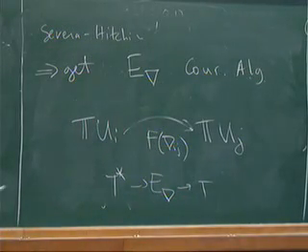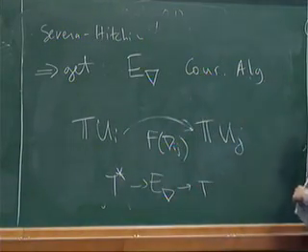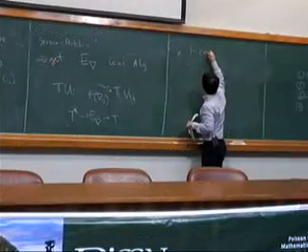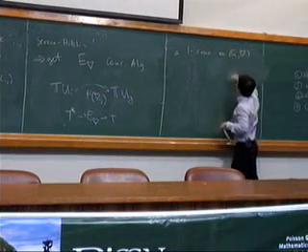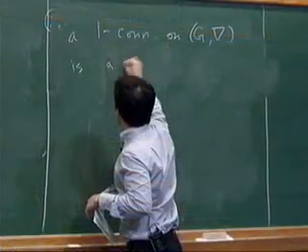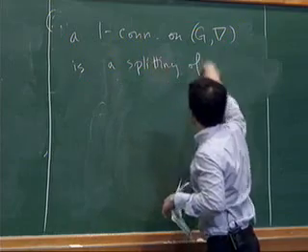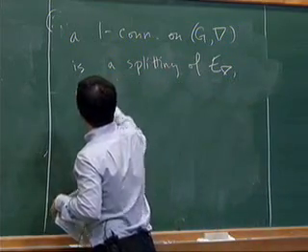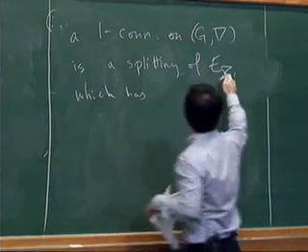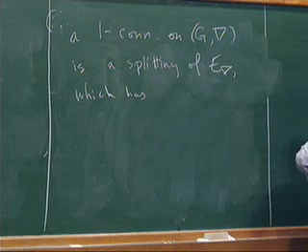Okay. And now what I want to study is, now that I have a one connection on the gerb with zero connection, a splitting of E nabla, which gives rise to something. Whenever you have a Courant algebroid and you split it, you can check if that splitting is bracket preserving, and then out pops a three form.